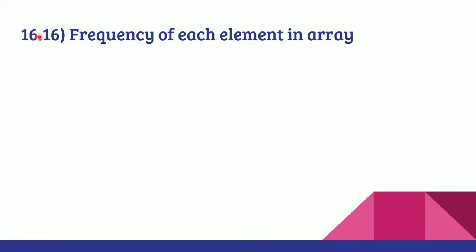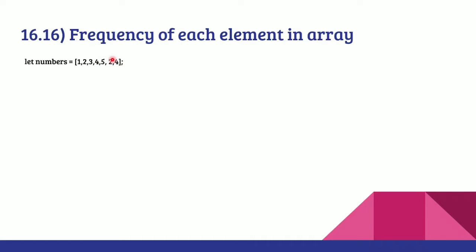Hello everyone. Now we will see our next very important interview question, that is frequency of each element in an array. For example, we have been given an array of numbers 1, 2, 3, 4, 5, 2 and 4. So here we are able to see 1 is occurring one time, 2 is occurring two times, 3 is one time, 4 is two times, 5 is one time.